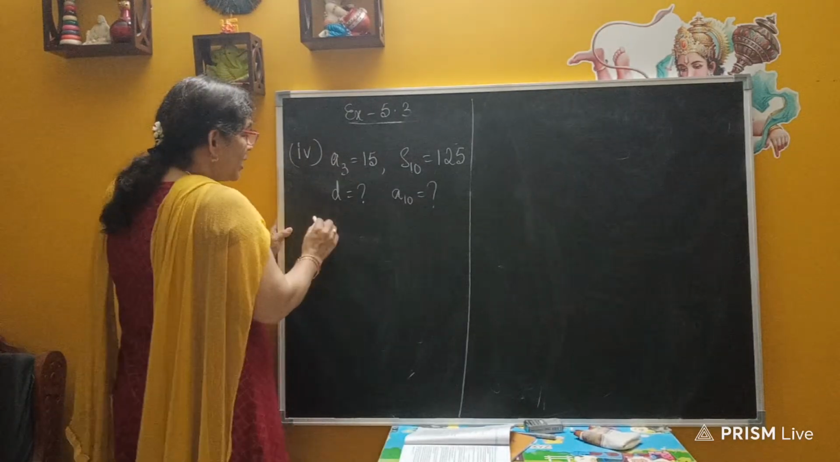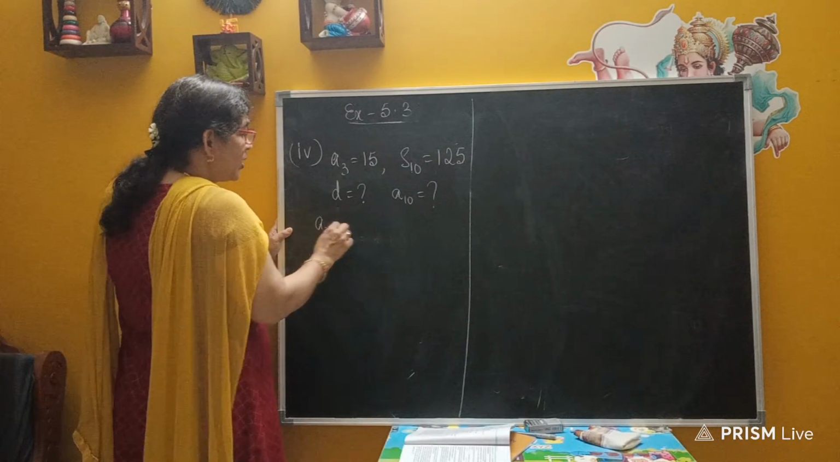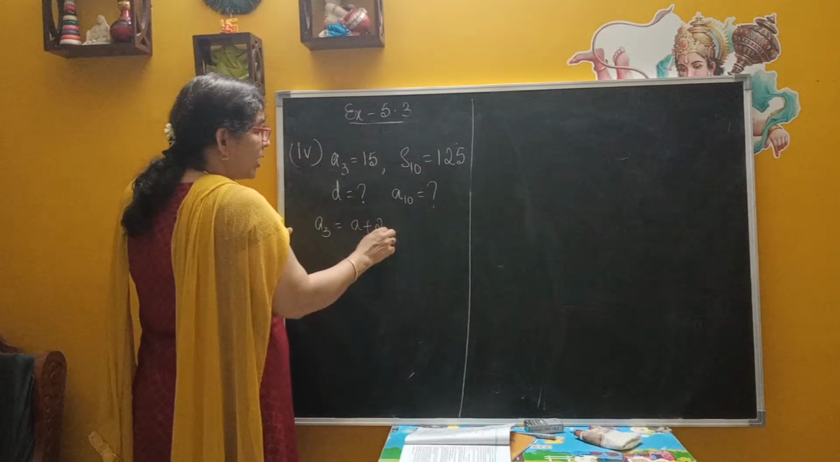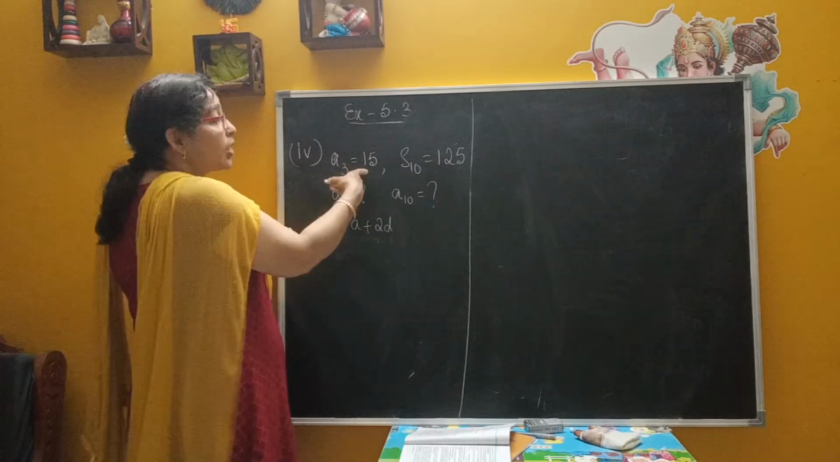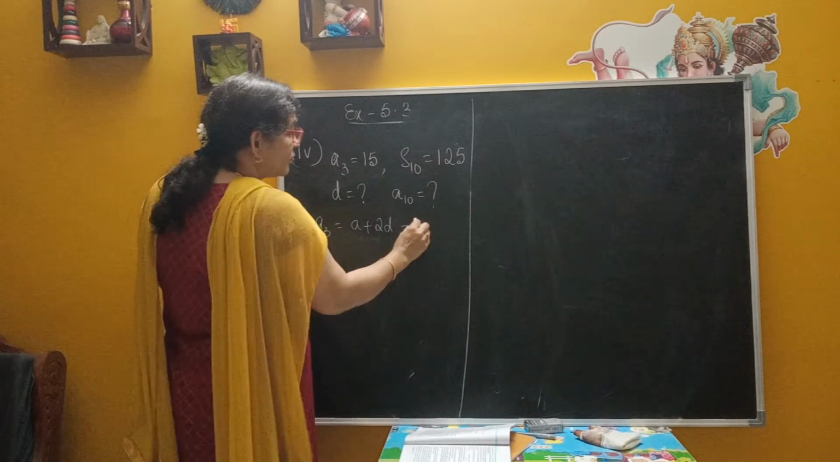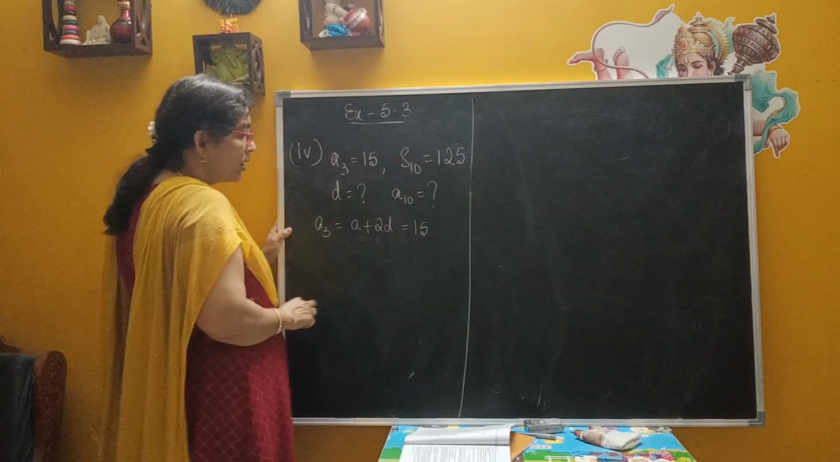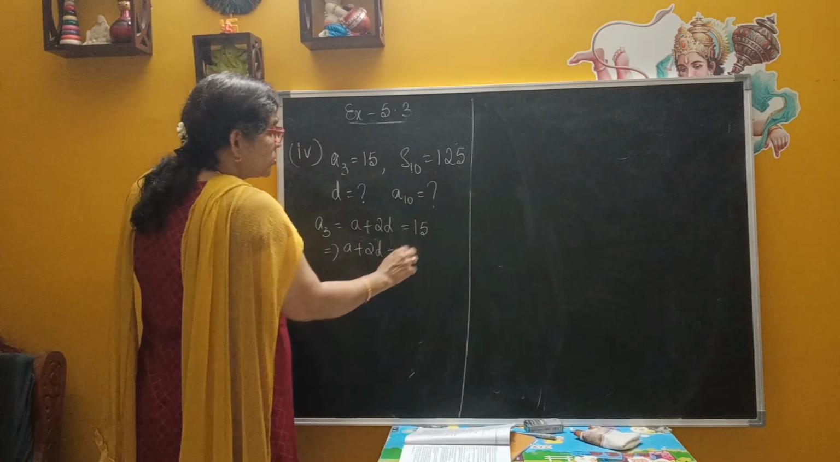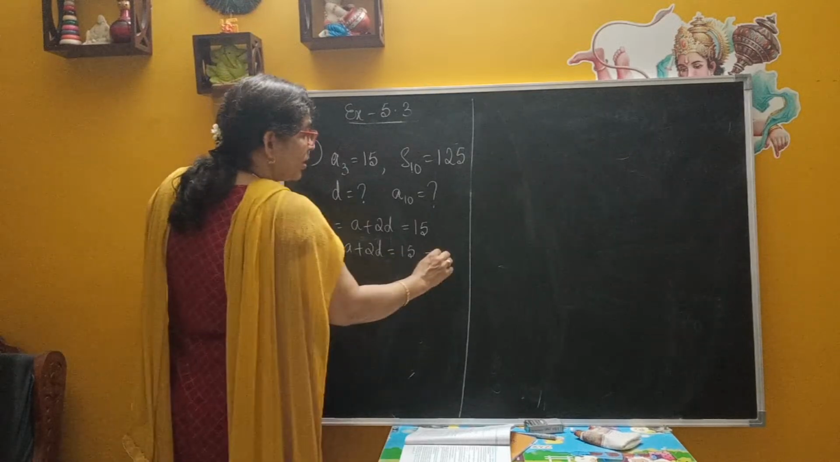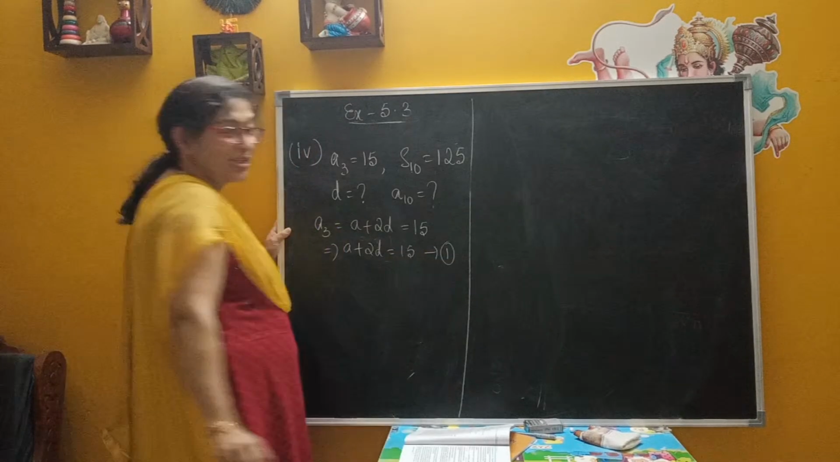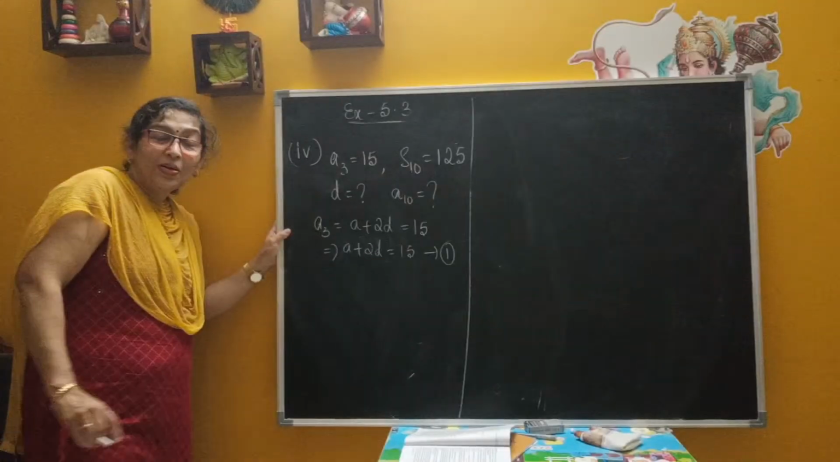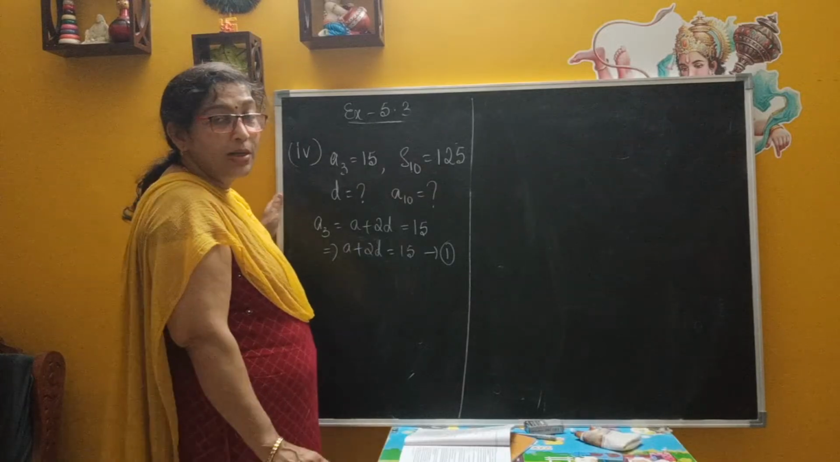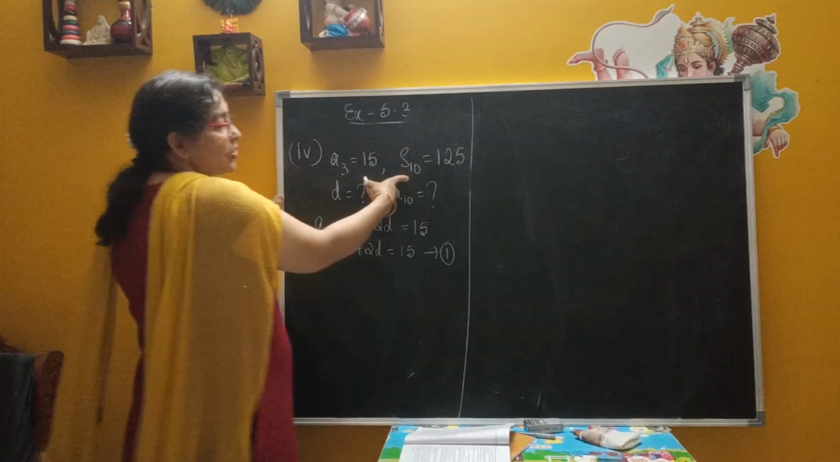If you get A3, how do you write? A3 will be A plus 2D, isn't it? It is equal to 15, they have given. So A plus 2D is equal to 15. Let us consider this as the equation. Now I think you got the idea. We are using the knowledge of simultaneous equations. So S10.